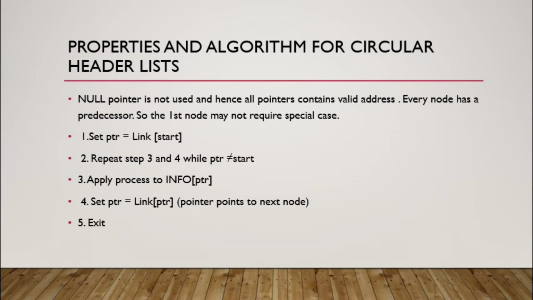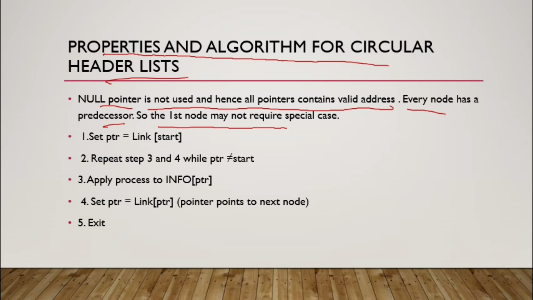So let us see the properties and algorithms, students. We have already seen the code for the circular list. This is the algorithm for the circular header list which you have just learned. Let us see the steps there. Null pointer is not used, and hence all pointers contain valid addresses. Remember, every node has a predecessor, so the first node may not require a special case.